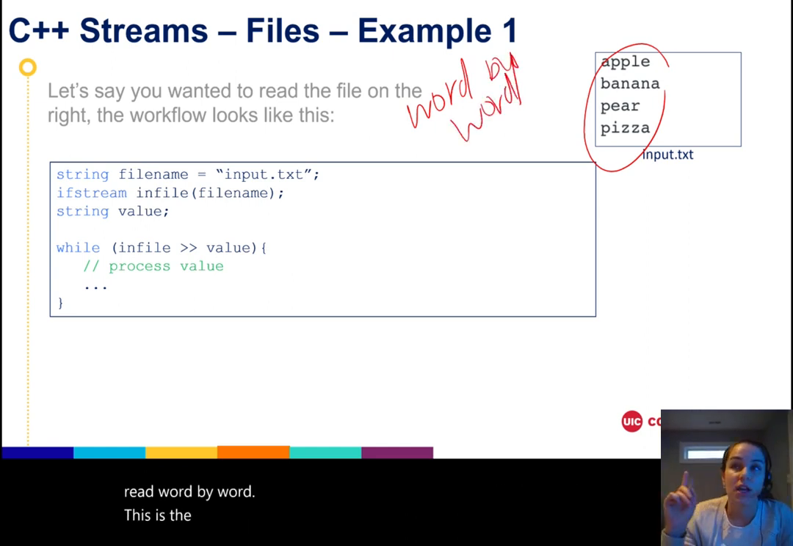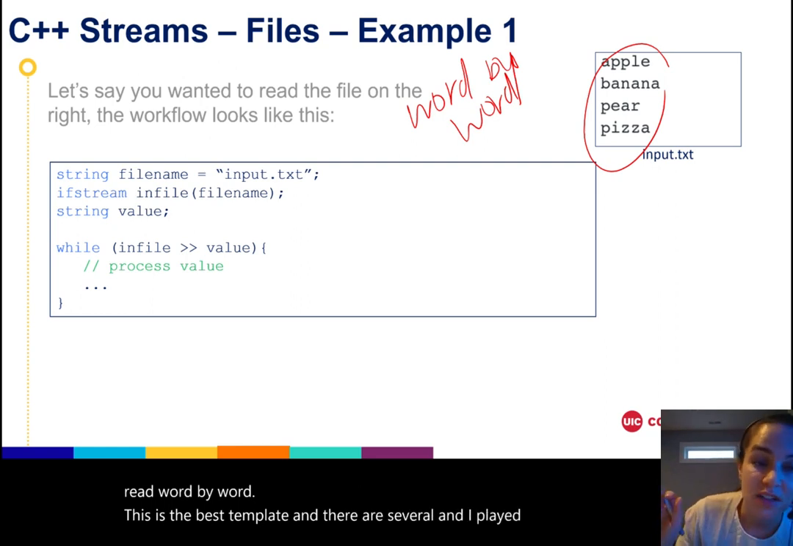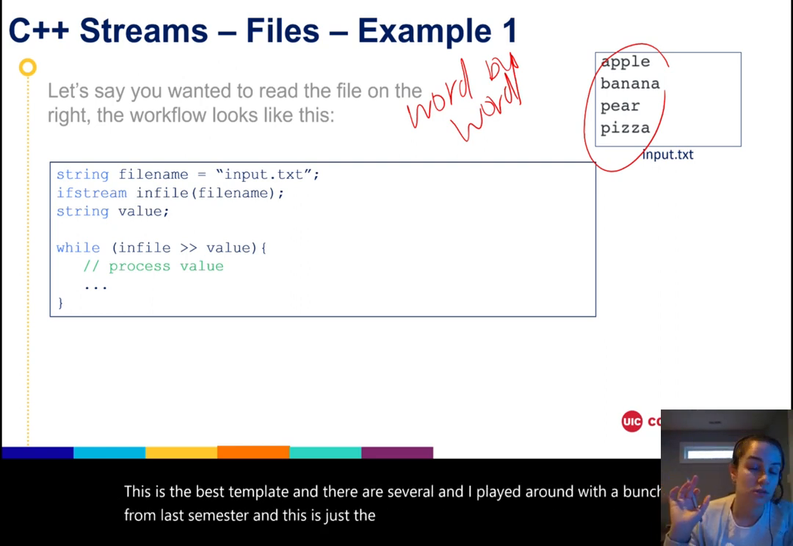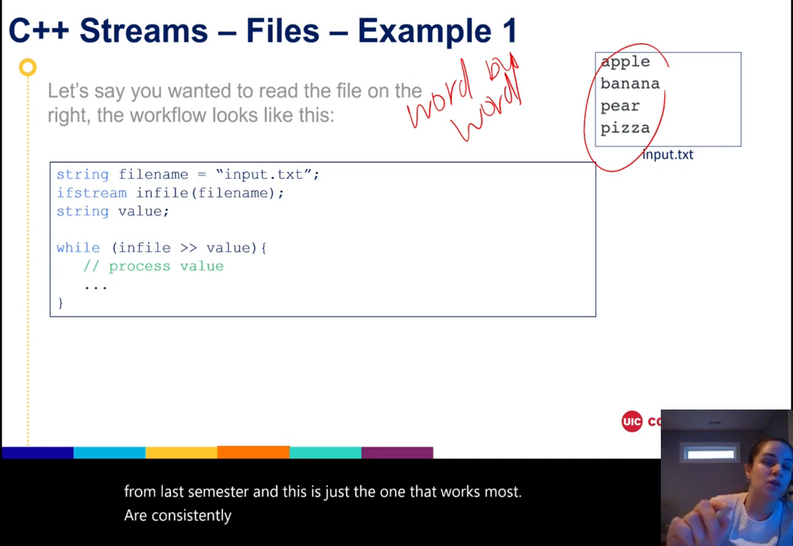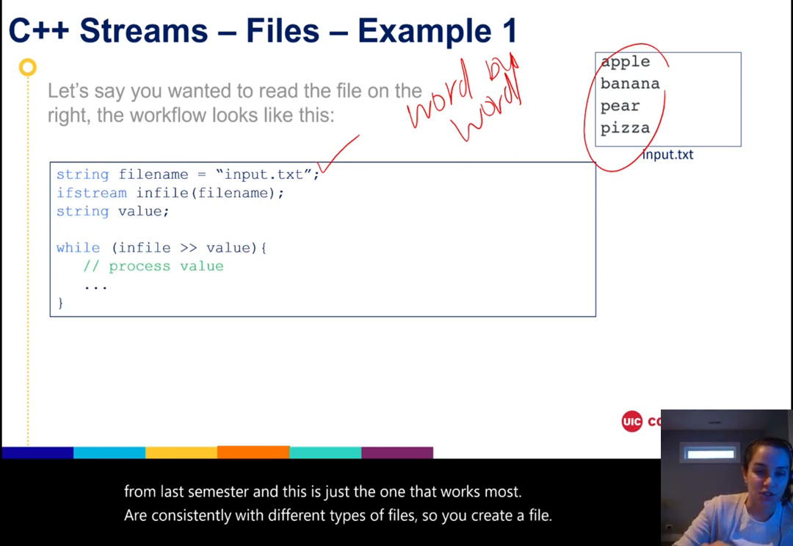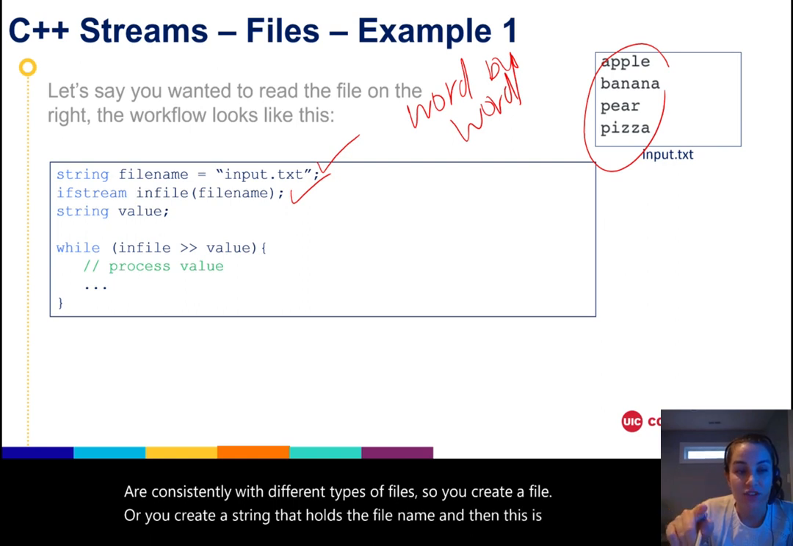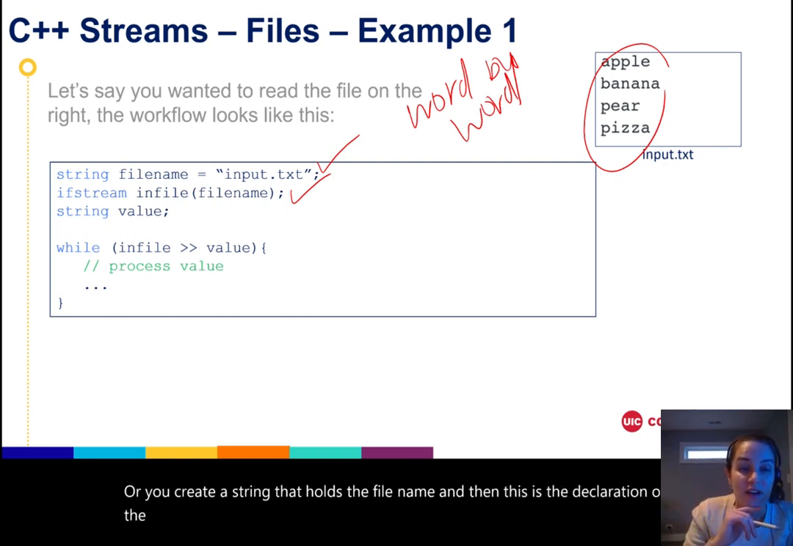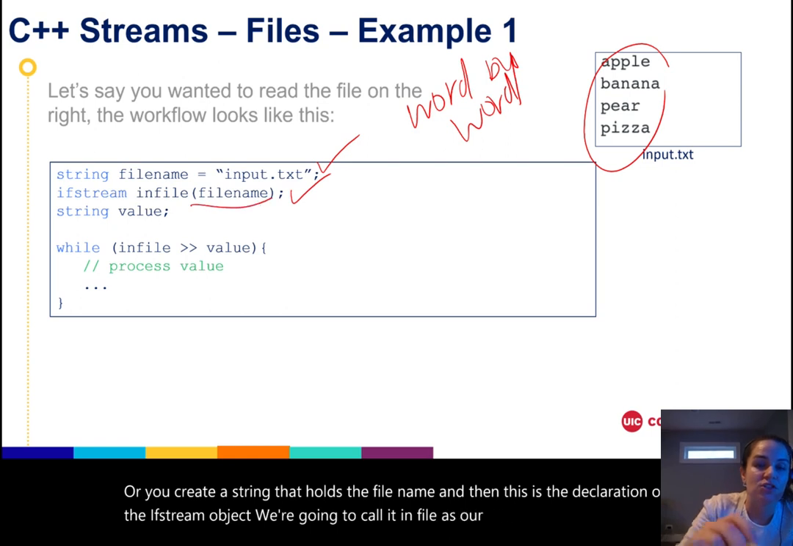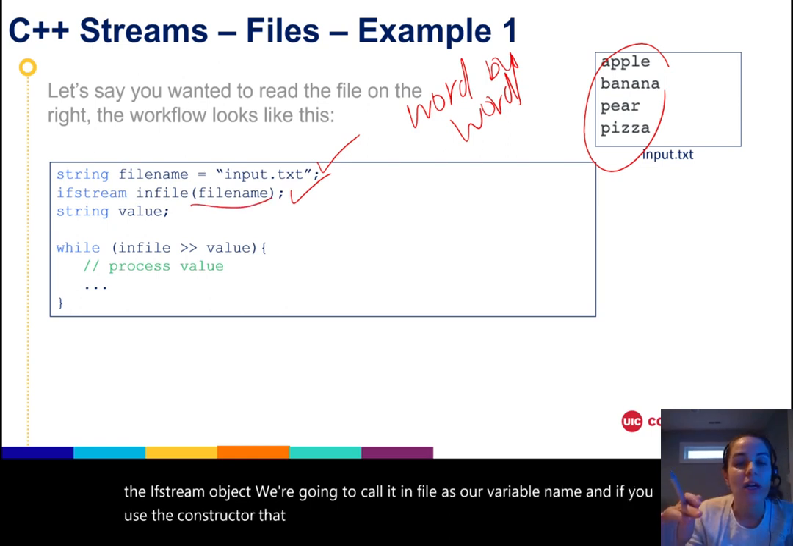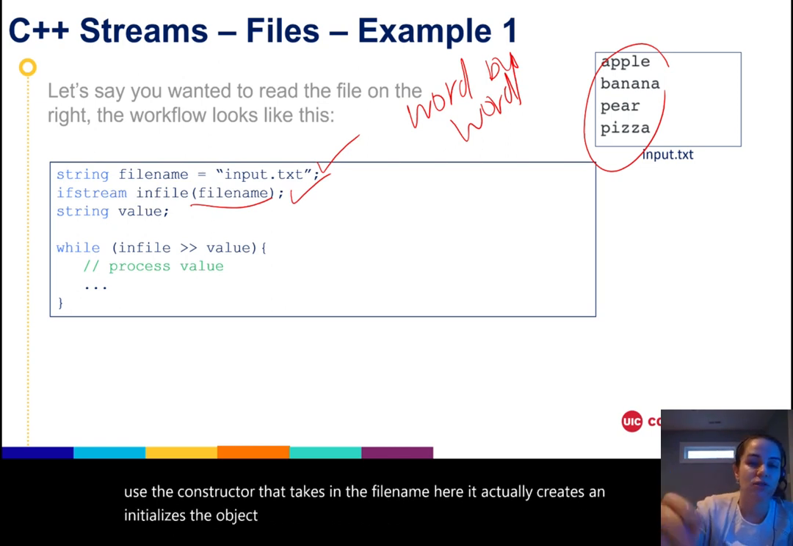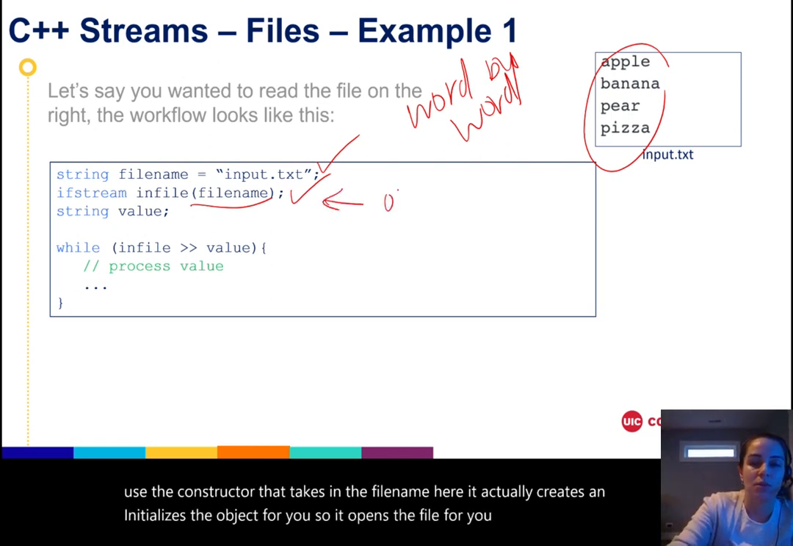There are several, and I played around with a bunch of them last semester, and this is just the one that works most consistently with different types of files. So you create a string that holds the file name, and then this is the declaration of the ifstream object. We're going to call it inFile as our variable name, and if you use the constructor that takes in the file name here, it actually creates and initializes the object for you, so it opens the file for you. So this step is opening the file.